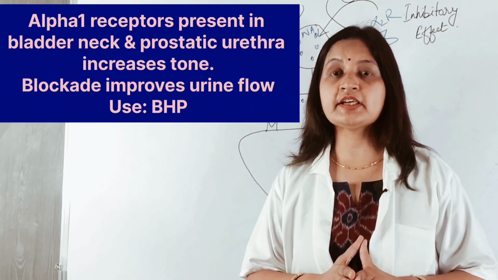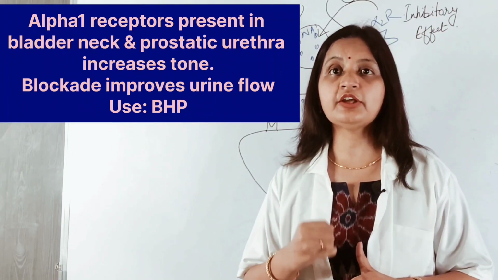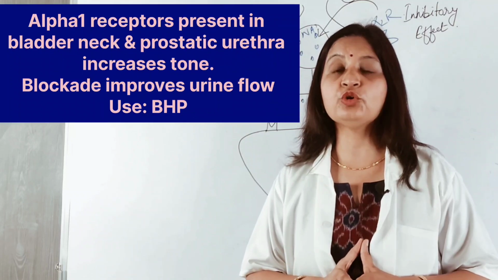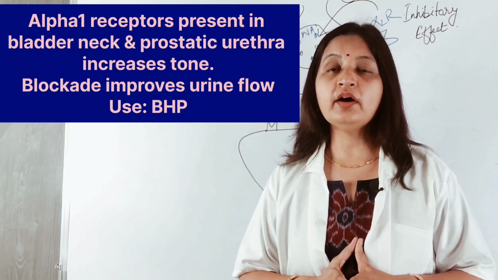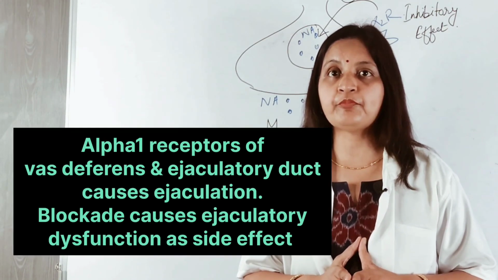Alpha 1 receptors are also located in the bladder neck and the smooth muscles of the prostate. Stimulation of these receptors increases the smooth muscle tone, decreasing the urinary flow. Therefore, by blocking these receptors, the urinary flow increases, and this is very helpful for treating lower urinary tract symptoms in patients of benign hyperplasia of prostate.